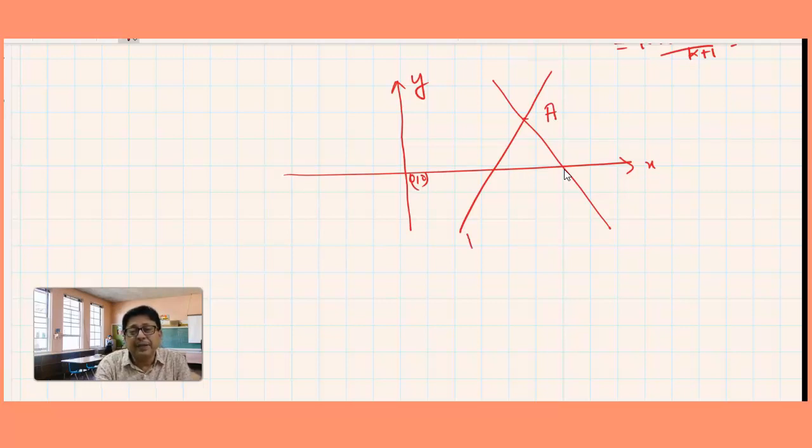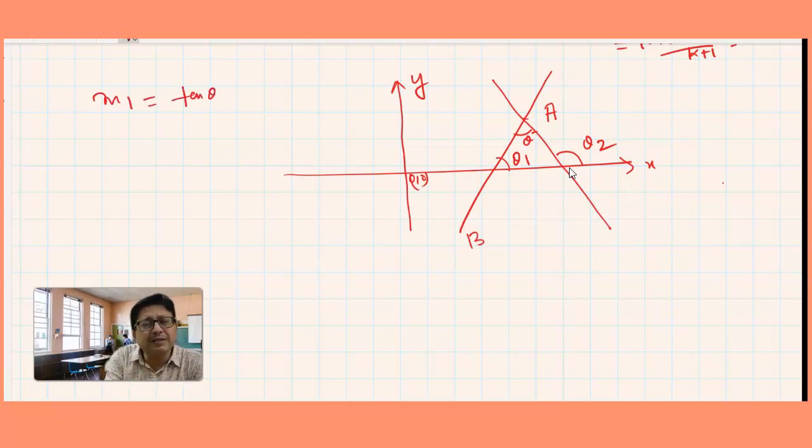This line AB makes an angle theta 1. This makes an angle theta 2. And the angle between the 2 lines is equal to theta. Your problem is to find this angle theta between 2 lines. How to? We just use the concept of slope. Slope of the first line M1, all of you can see in the diagram, is tan theta 1. M2 is equal to tan theta 2.